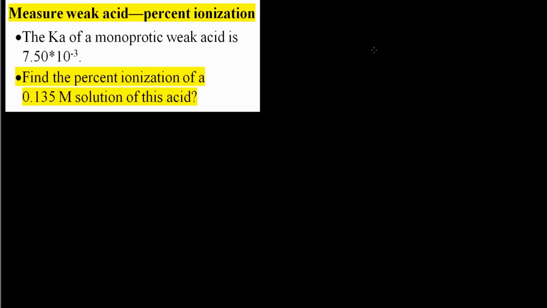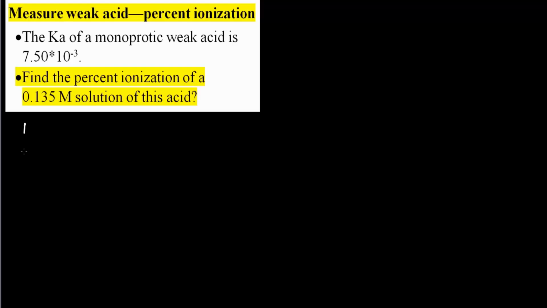In this video, we will be measuring the percent ionization for a weak acid. The Ka of a monoprotic weak acid is 7.5 times 10 raised to negative 3. We want to find the ionization of a 0.135 molar solution of this acid. And so let's get started.